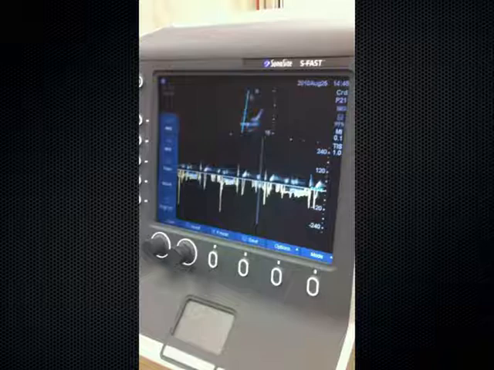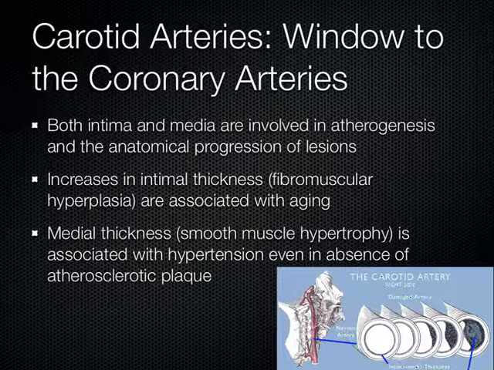Anything else about hemodynamics before we move on to a completely different topic? Cool. Carotid arteries: the wall of the carotid artery, the intimal medial thickness of the carotid, is a surrogate marker for all of the vasculature in the body.